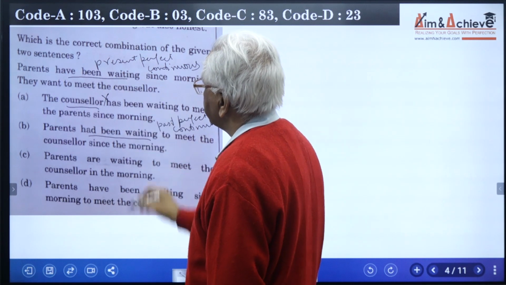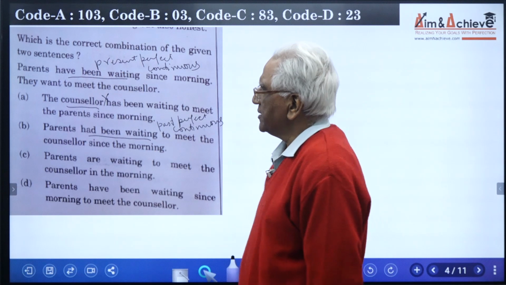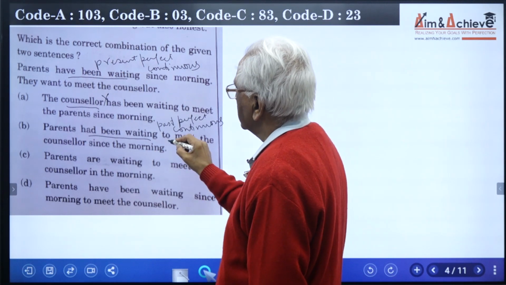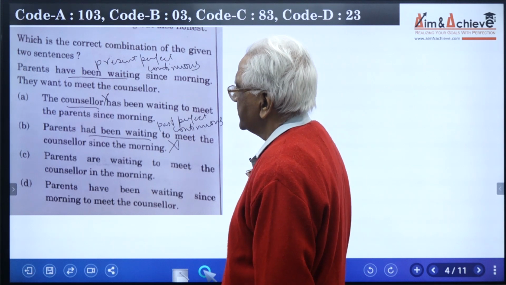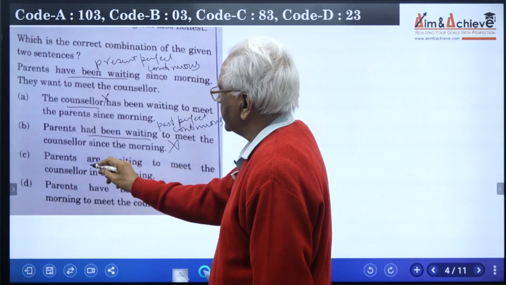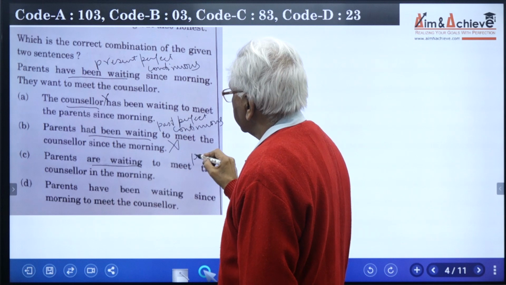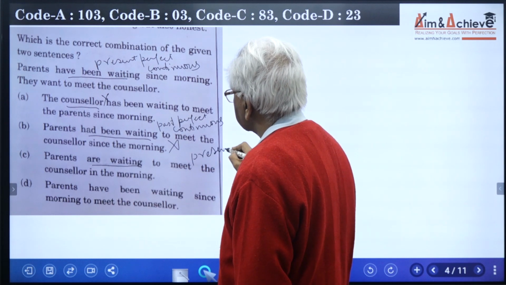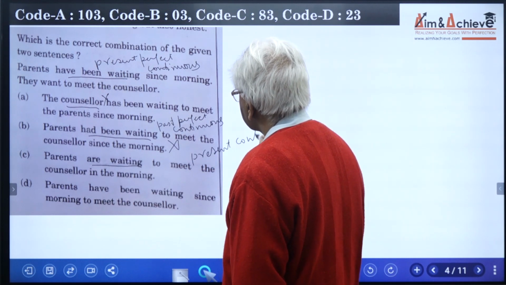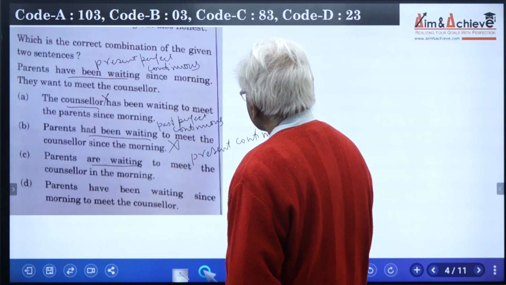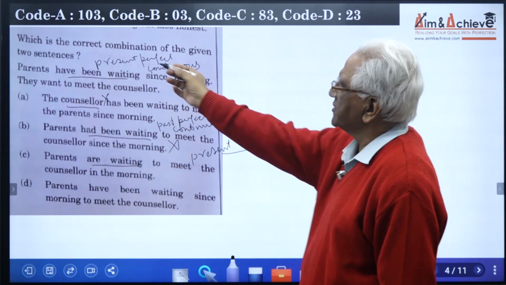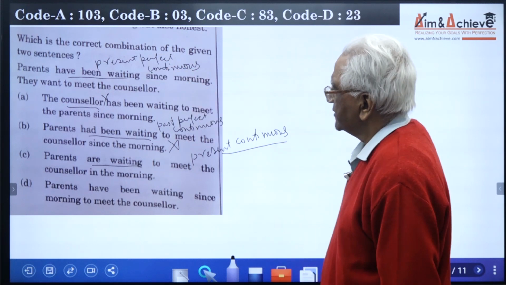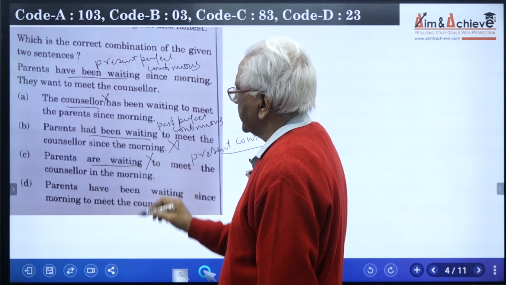So clearly there is a change in tense. So option B is also wrong. Let us go to the next option C. Parents are waiting. This is present continuous. So we don't require present continuous because the original sentence is present perfect continuous. That means this option is also incorrect.